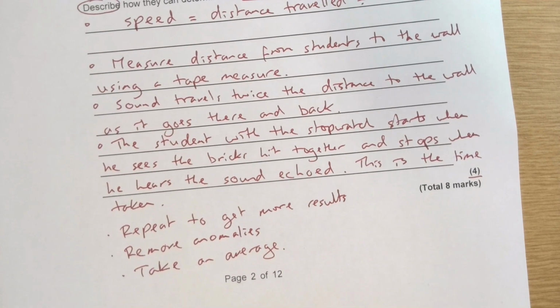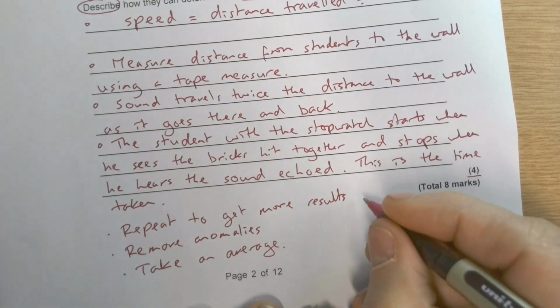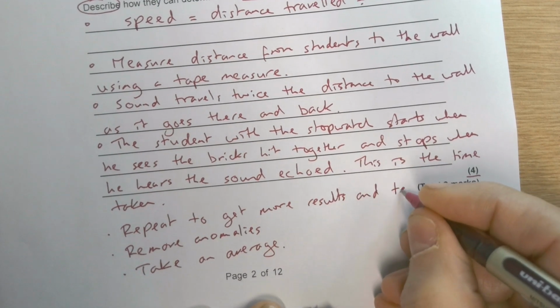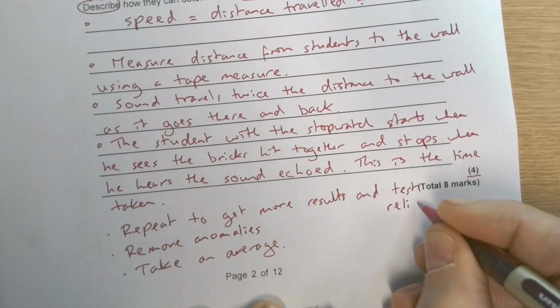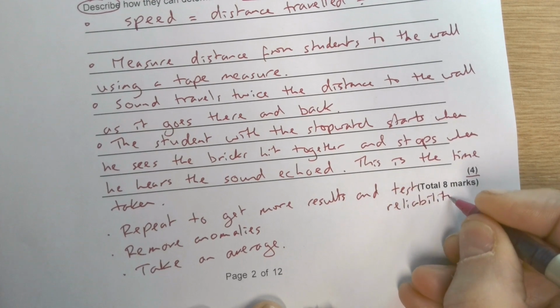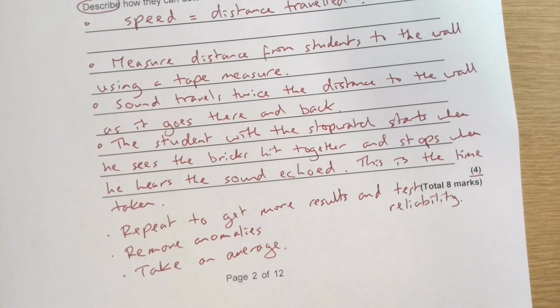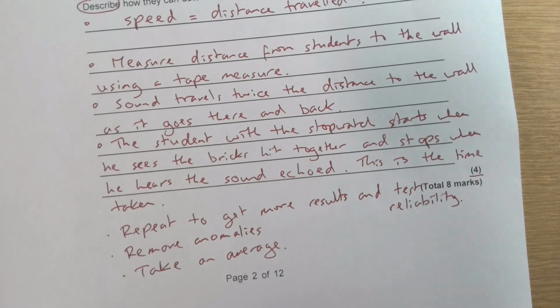We could always repeat the test again to get more results and test reliability. That's why we do it: we're testing reliability to improve reliability. We trust it more if every result is the same. We always remove anomalies, and if we can, we always take an average as well. Those last 3 are just extras you could write if this was a 5 or 6 marker, or you have no idea what else to write. Okay, take care. Hope that helps.